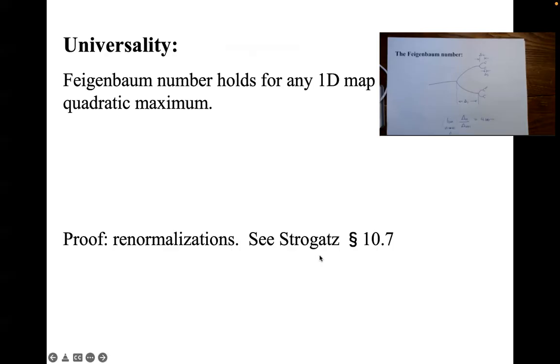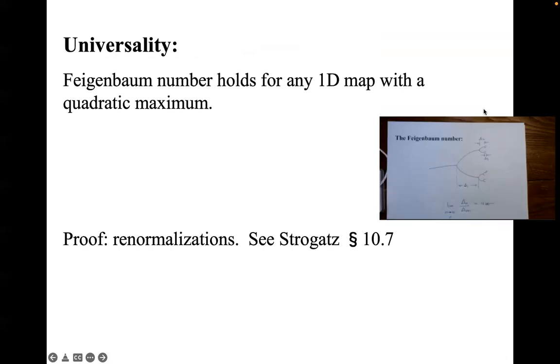And he proved it for any function with a quadratic maximum. So I'm back on my PowerPoint slides now, if you're flipping back and forth. So the Feigenbaum number of 4.66 whatever is universal across a class of functions.